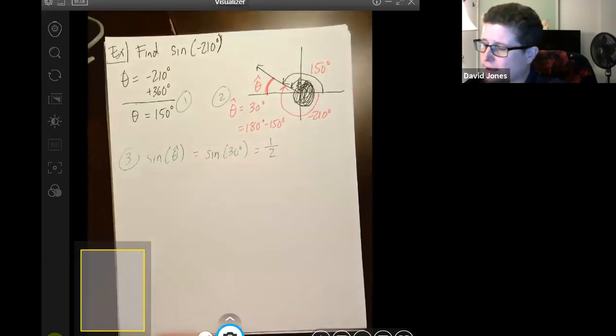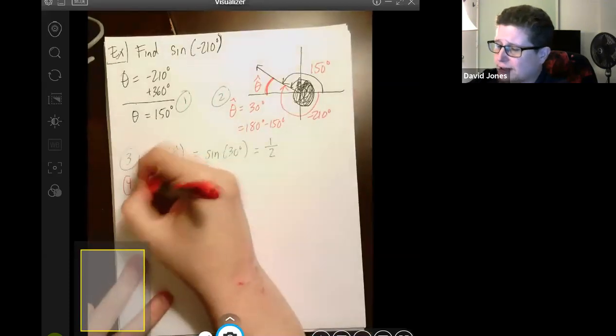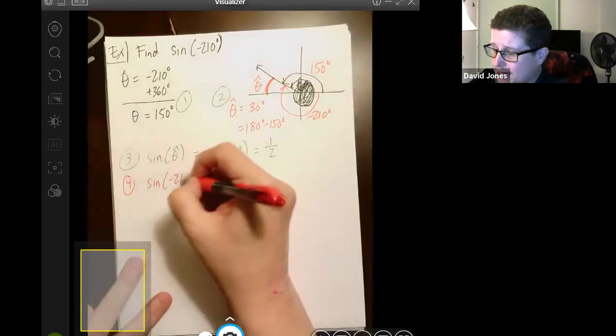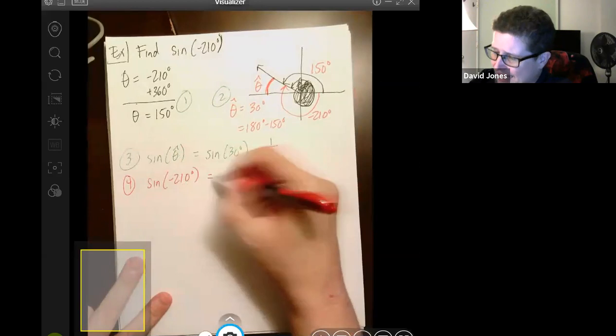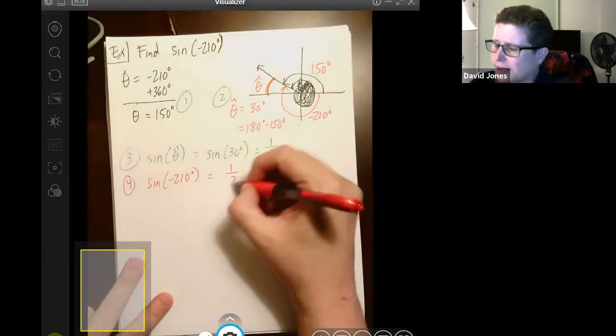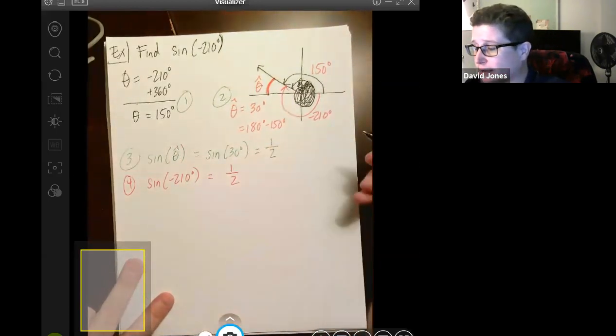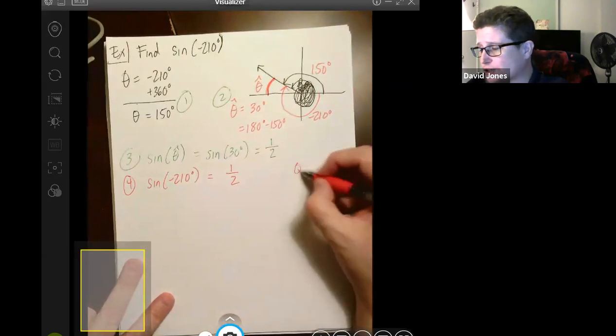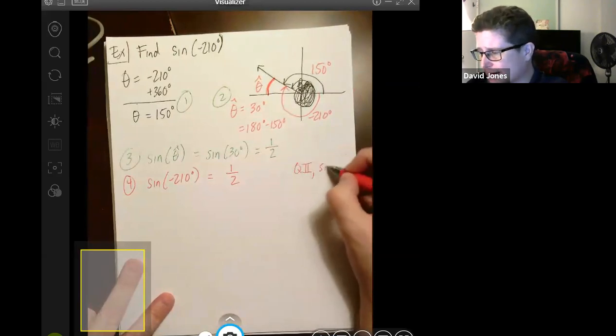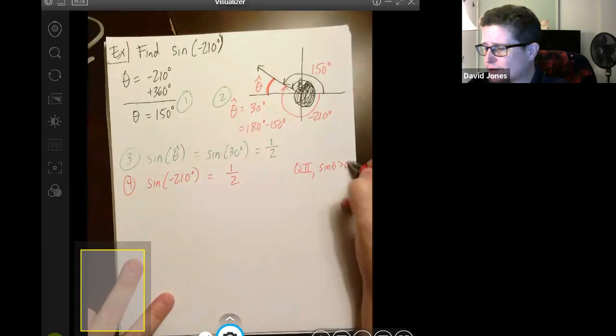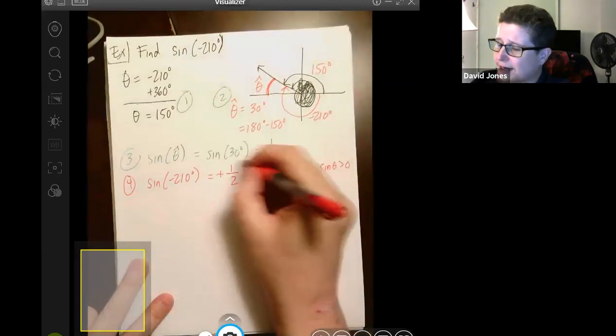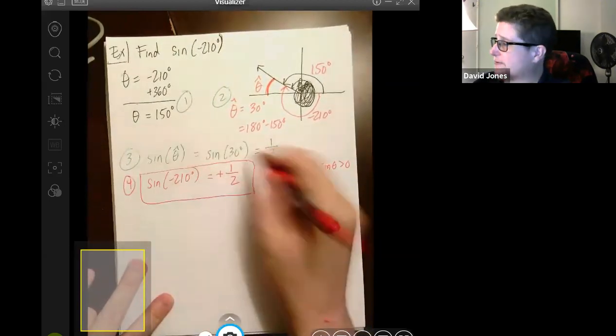Step 4, we go back to our original angle. Sine of negative 210 has to equal the same value. Now just check for quadrant. Quadrant 2, sine theta is greater than 0. So it's positive. That's our answer.